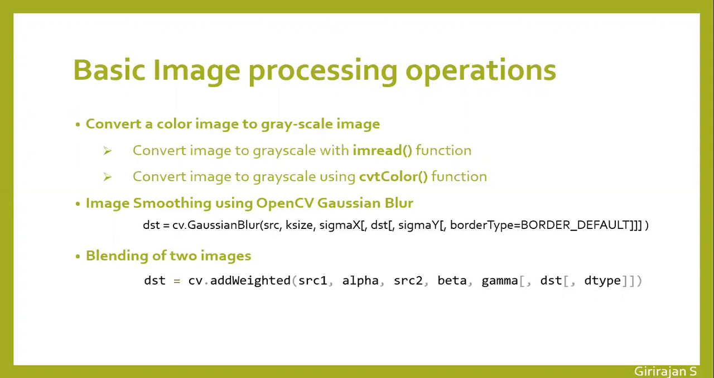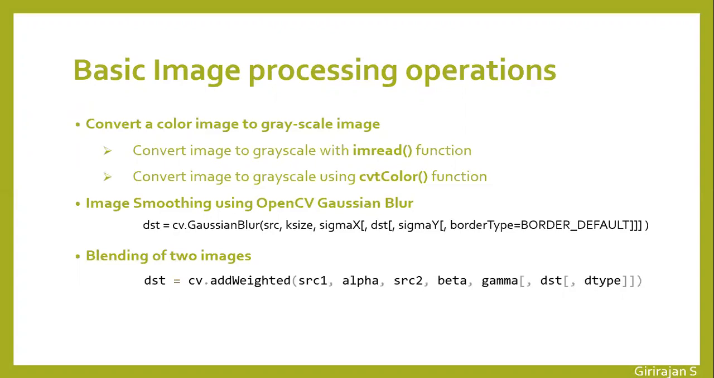We're going to see those two methods, and then we'll see how to do smoothing of an image using the Gaussian blur function, and then blending of two images, that is, adding two images together using the addWeighted function. So we're going to see how to convert the colored image into a grayscale image using the imread function directly, as well as the cvtColor function, and then smoothing an image using the OpenCV Gaussian blur function, and blending of two images using the addWeighted function.